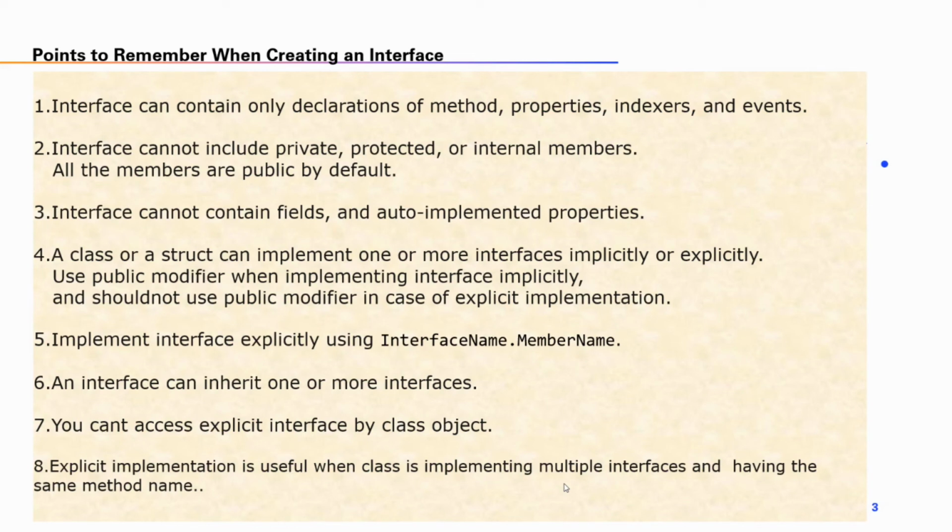An interface can inherit one or more interfaces. You cannot access explicit interface by using class object. Explicit implementation useful when class is implementing multiple interfaces and having the same method name.